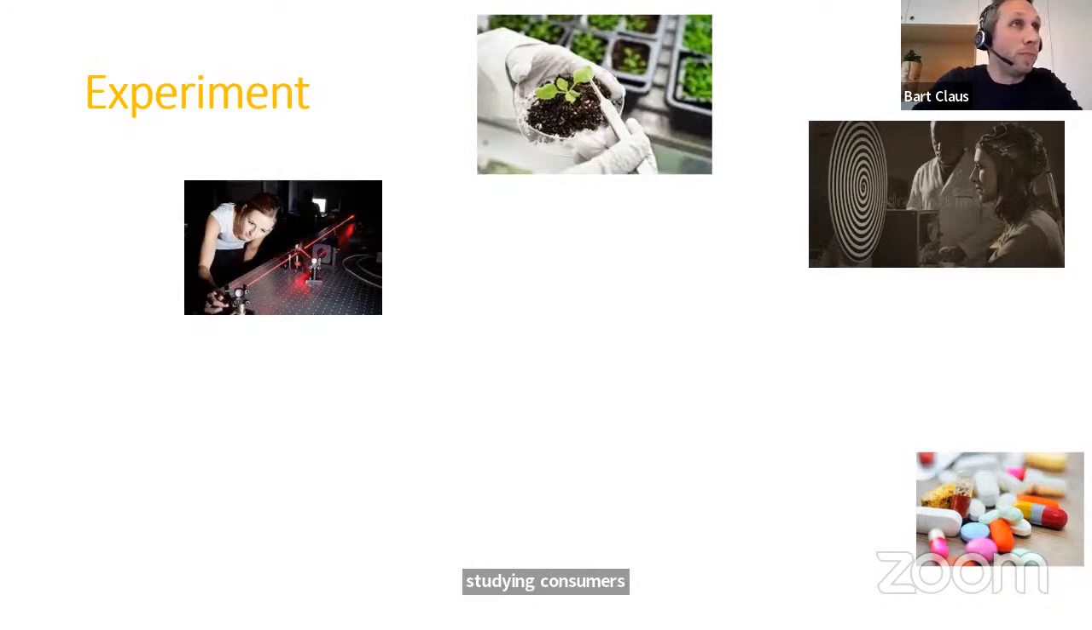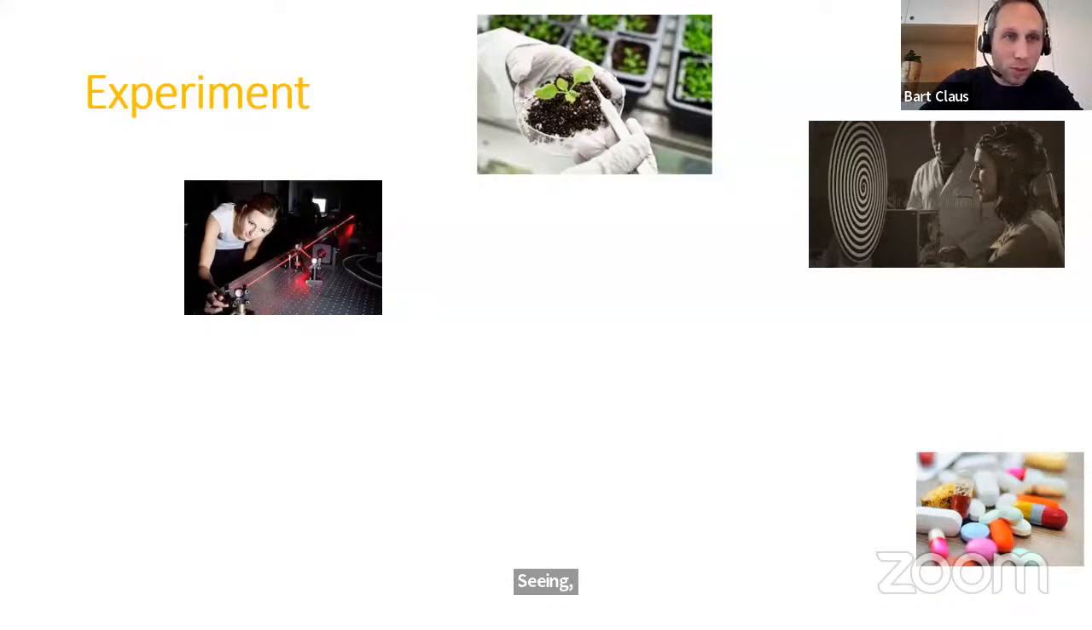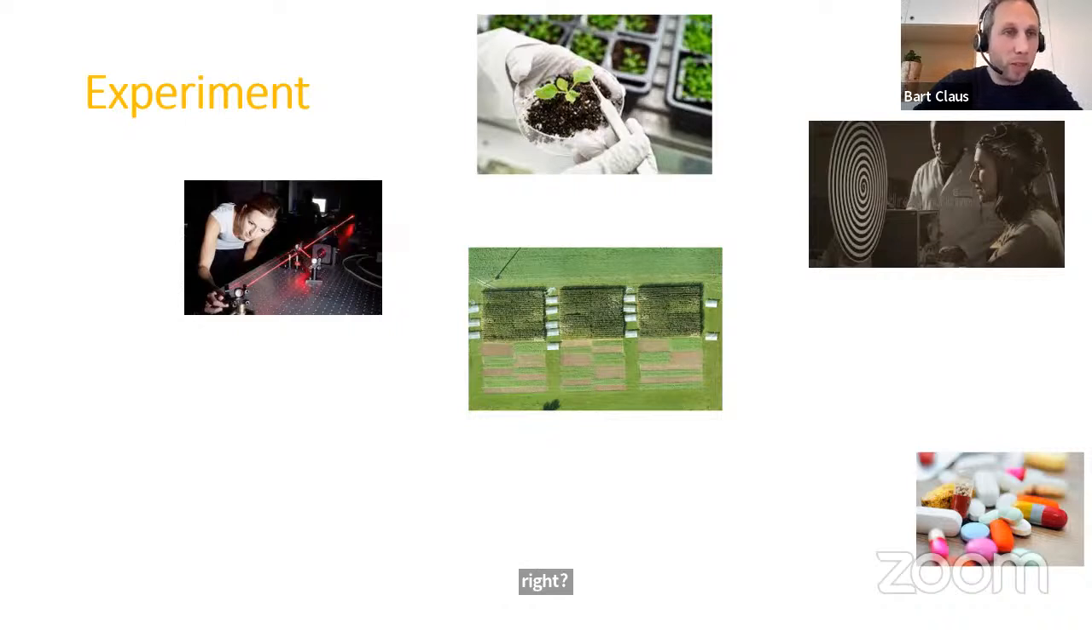Experiments are also done in biology, right? Seeing how living species react to different circumstances, for example. Experiments are also done in agriculture, right? Seeing which kind of fertilizer yields better crops, yields more resistant crops, more resistant to diseases, for example.